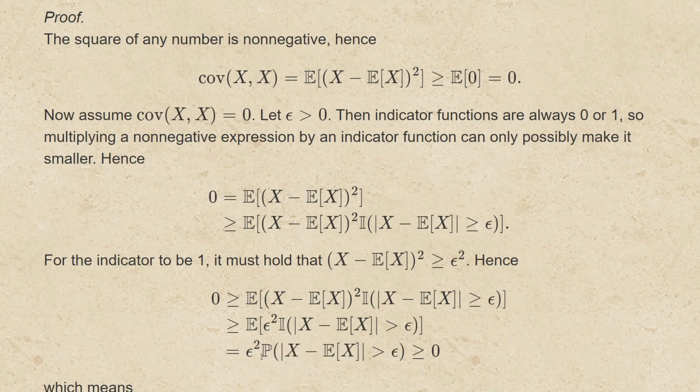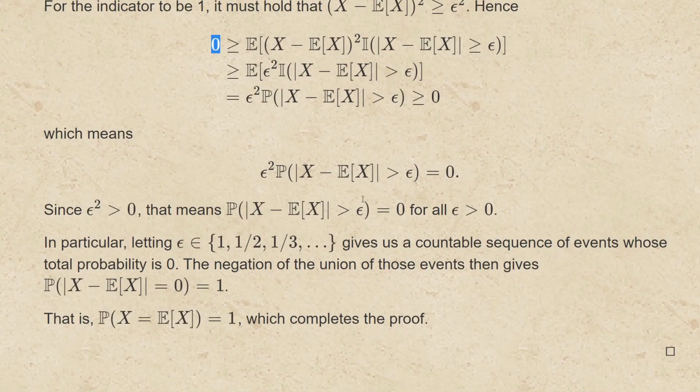Now, both of these are non-negative. Probabilities are non-negative. Epsilon squared is non-negative. So that's greater than or equal to 0. But we also know that it's less than or equal to 0. Only way that can happen is if it's 0. Epsilon squared was greater than 0. So that tells me that the probability that x is different from its mean by more than epsilon is 0 for all epsilon greater than 0.